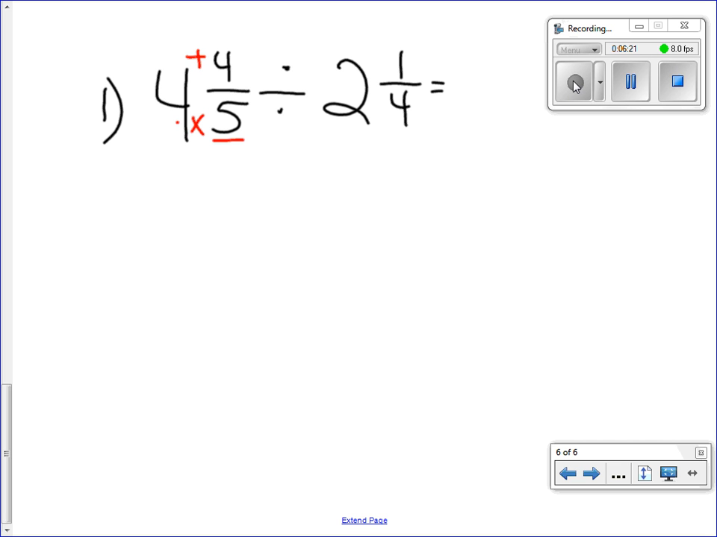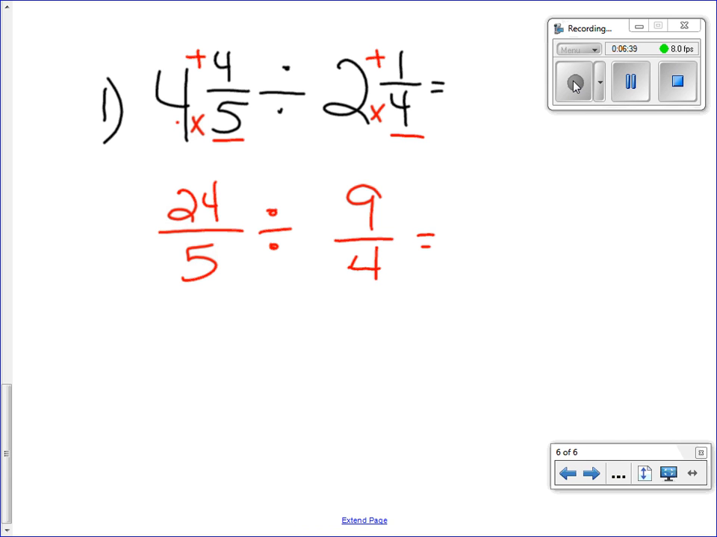So 5 times 4 is 20. 20 plus 4, 24. Keep the 5. Copy your division sign. 4 times 2 is 8. 8 plus 1 is 9. Keep the denominator.